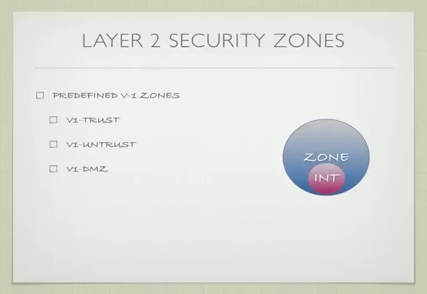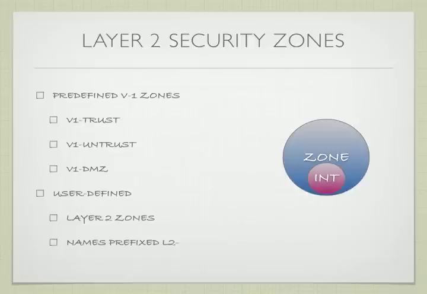There are 3 predefined layer 2 zones. They are prefixed by the V1 designator, so V1-trust, V1-untrust, and V1-DMZ are existing zones that are in the system. You can create user-defined zones in layer 2 mode, and when you do this, you need to prefix the name of the zone with L2-. So you create a custom zone, L2-custom will be your zone name.